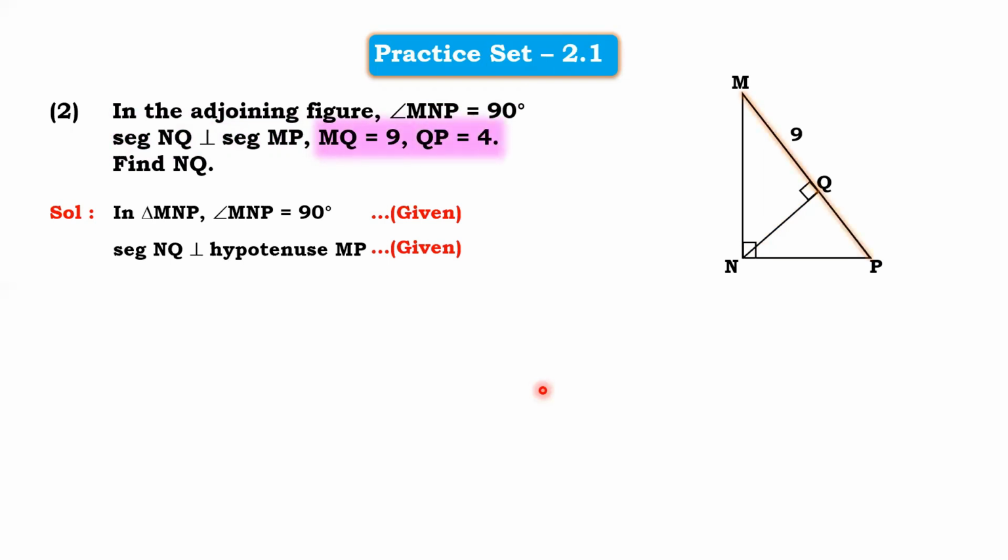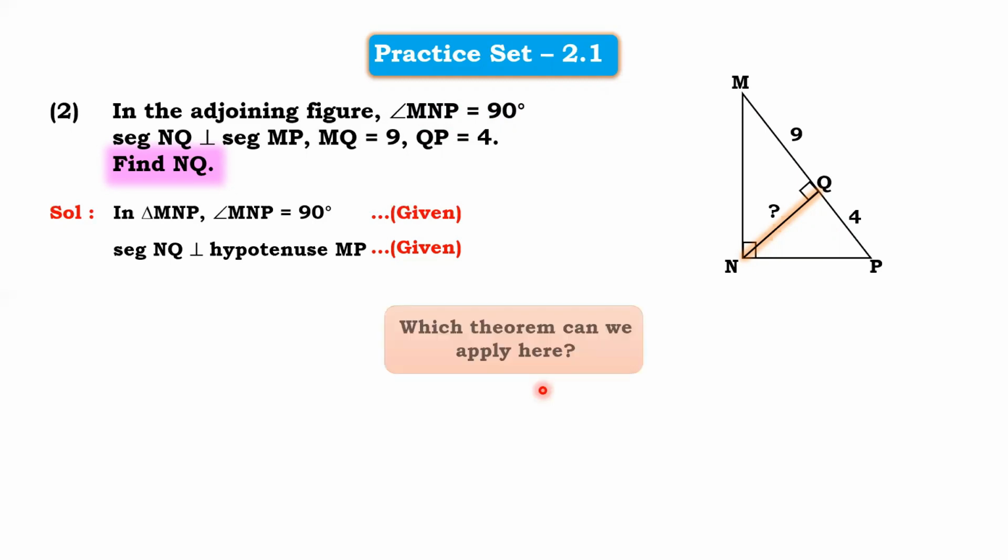Value of QP is given as 4, and we have to find the value of NQ. Now tell me, students, by the information and the question, we clearly understand that we are not interested in proving triangles similar here. We are interested in getting the value of NQ. Which theorem will we apply? Yes, we will apply the theorem of geometric mean. So let us apply that.